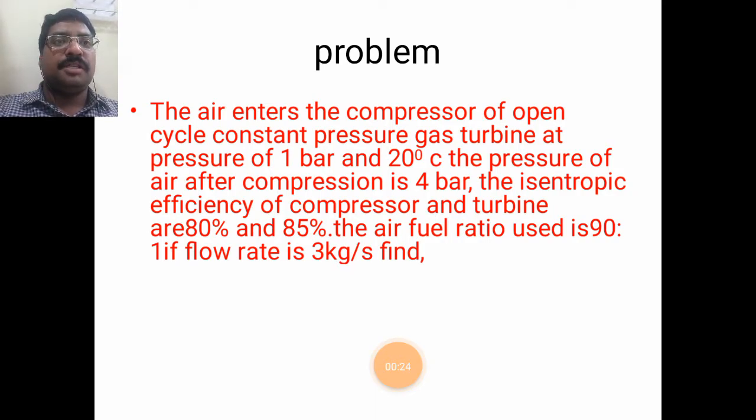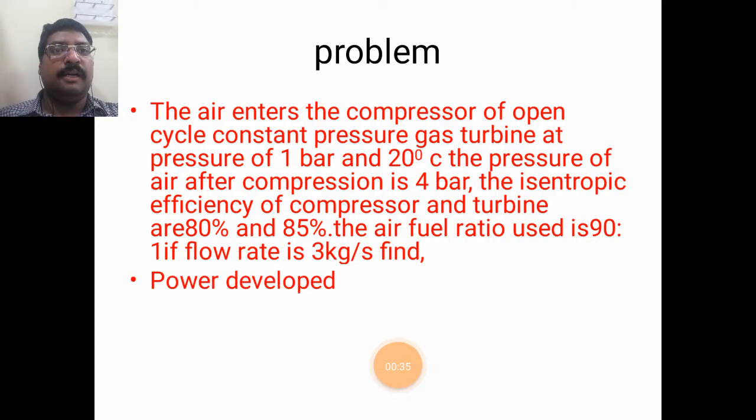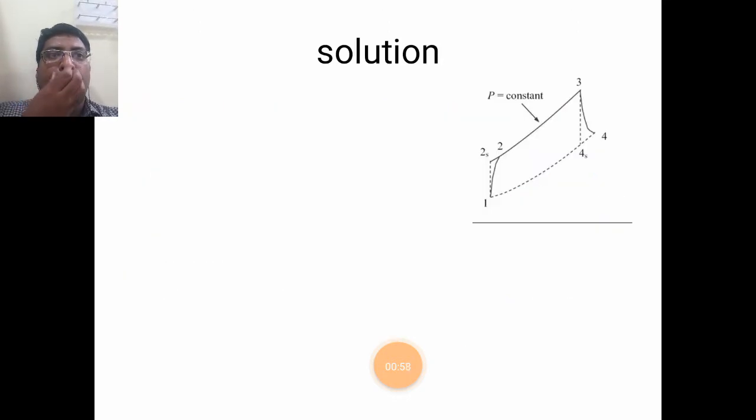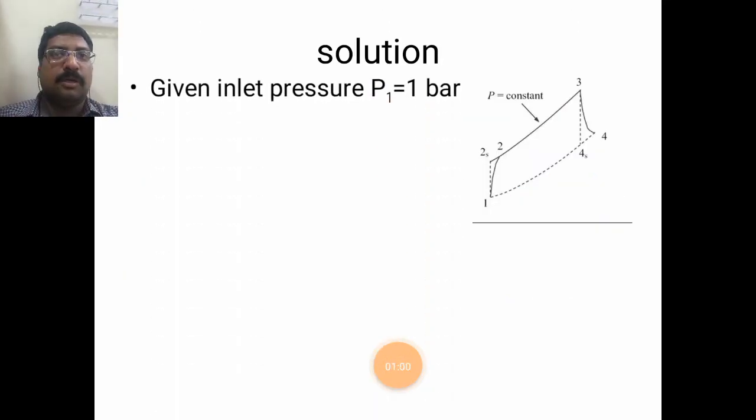The isentropic efficiency of compressor and turbine are 80% and 85%. The air fuel ratio is 90:1. If the flow rate is 3 kg per second, find the power developed inside the turbine, the net power developed, and the thermal efficiency. To calculate thermal efficiency, certain assumptions have been given: Cp is equal to 1 kilojoule per kg, adiabatic index gamma is equal to 1.4 for gas and air, and the calorific value is 41,800 kilojoule per kg. Now, let us write down the given data.